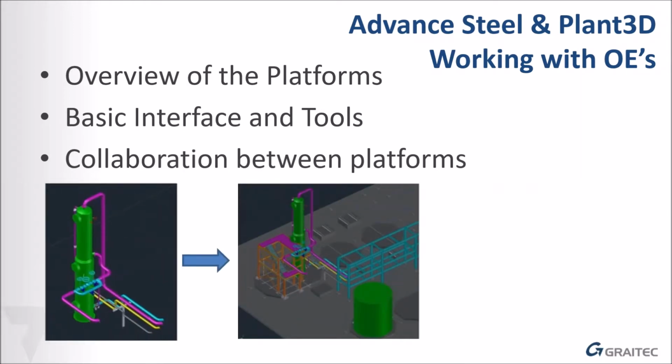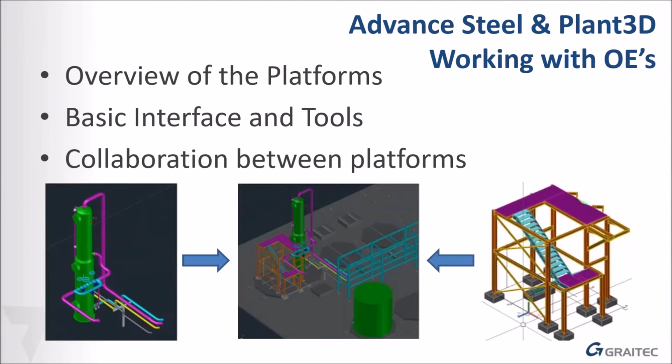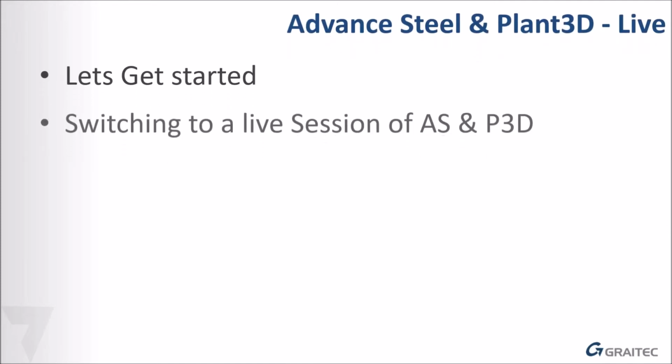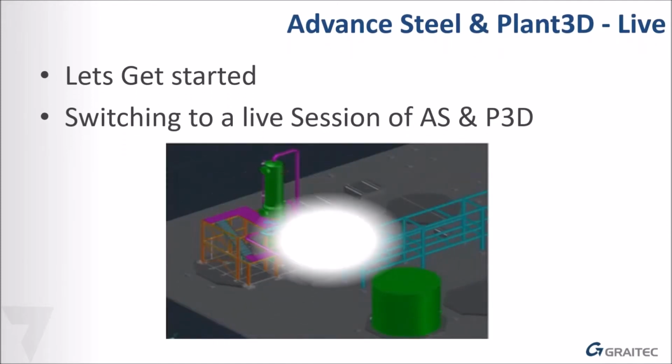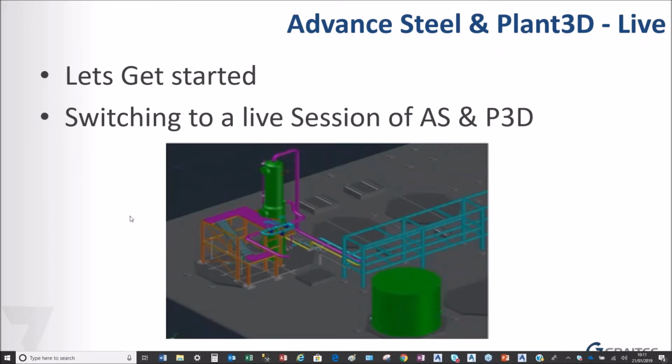But basically what we're doing is we're taking stuff from Plant 3D and we're going to collaborate it together, and then we're going to take it out and bring an Advanced Steel model in, and we're going to bring it all into the same plant environment. So with that, I'm going to switch over to a live presentation and show you the interface between the various tool sets.